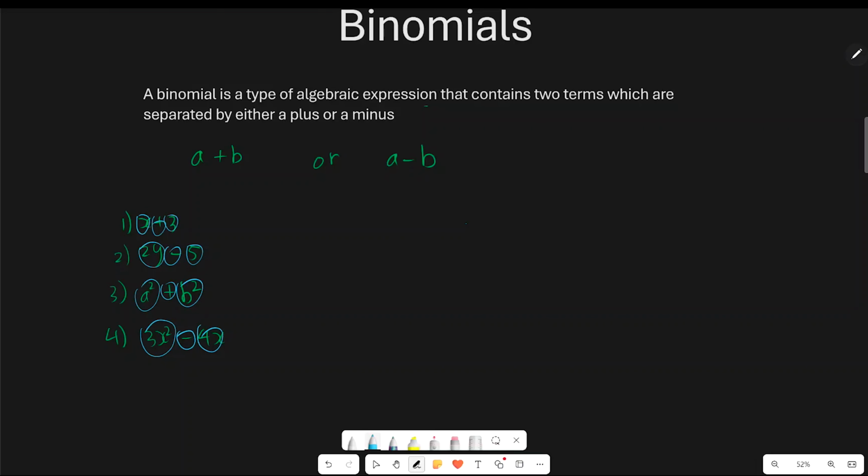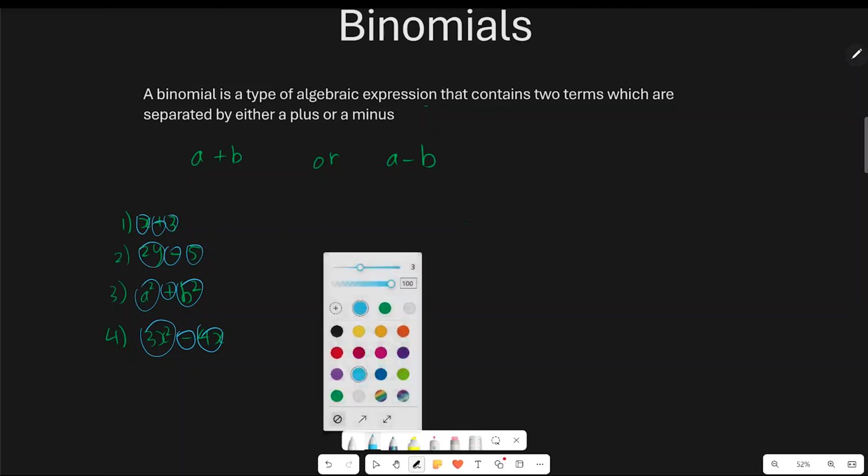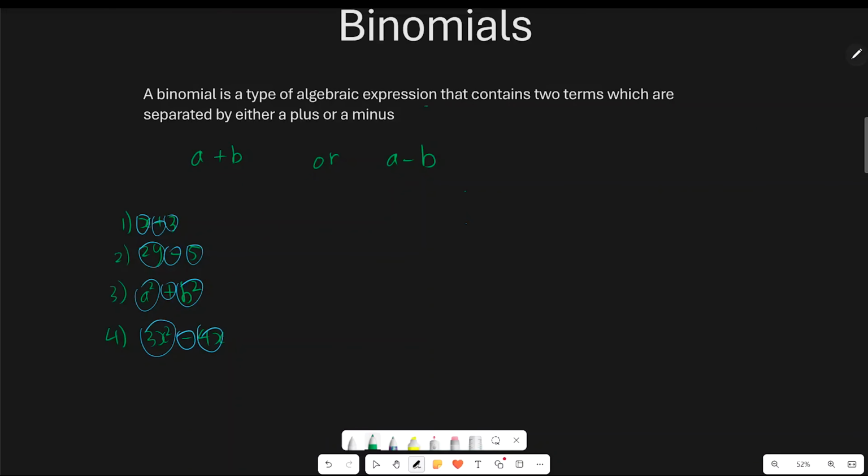Now, why are binomials important? Well, one example is the binomial expansion. Using the binomial theorem, we can expand powers of binomials. So I'll give you an example. So we have a plus b all squared, and we can expand this, and it will become a squared plus 2ab plus b squared.